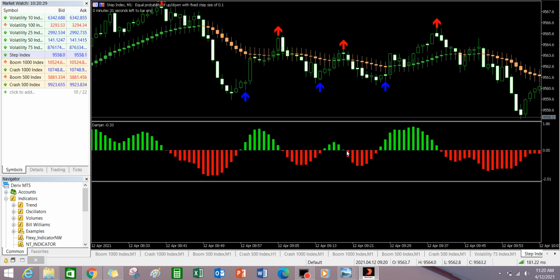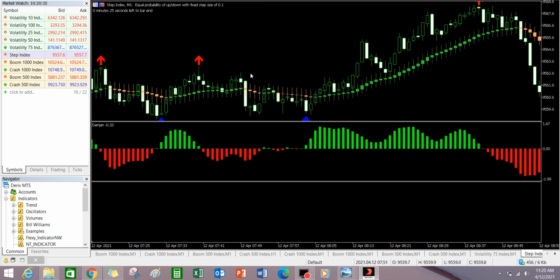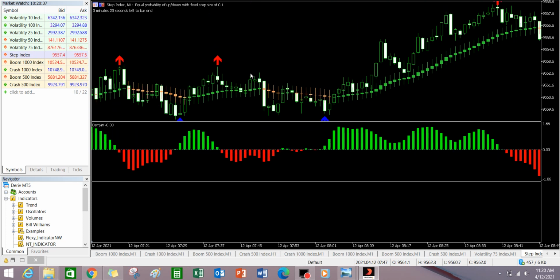So these are the two things that we'll be using to trade this asset successfully. Then we will also be using the signals on the main chart to do our analysis. This is 1 minute time frame. The first thing you need to take note of is once this is green and coming down from 0 and the candle indicator is also green, just go with the buy trend, with the buy signal.